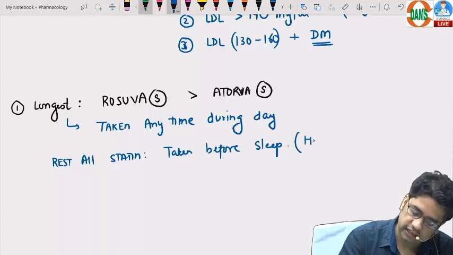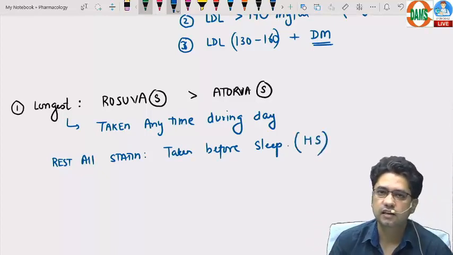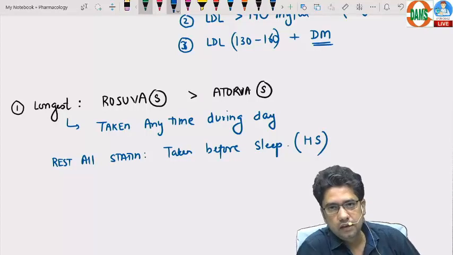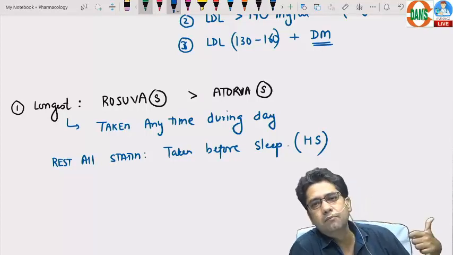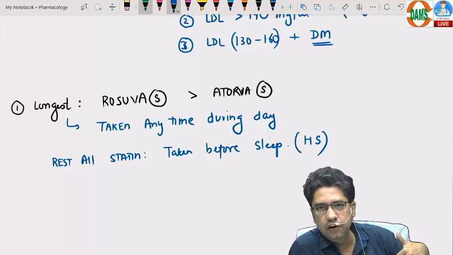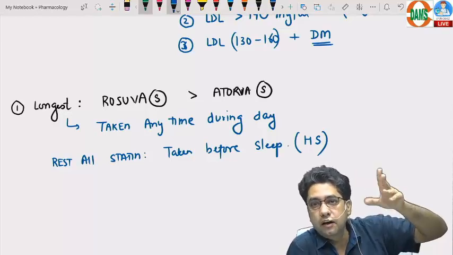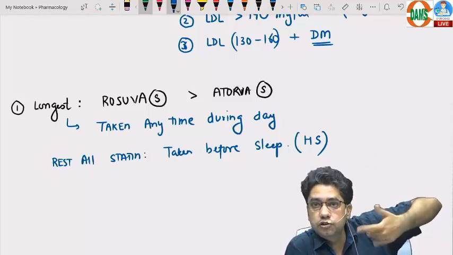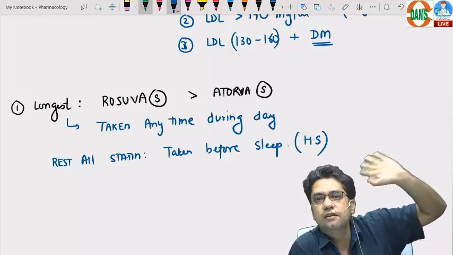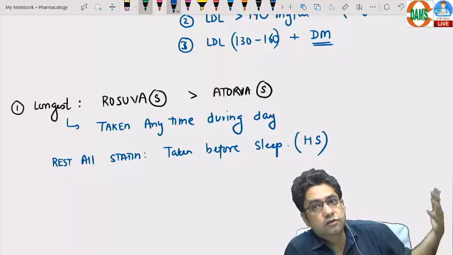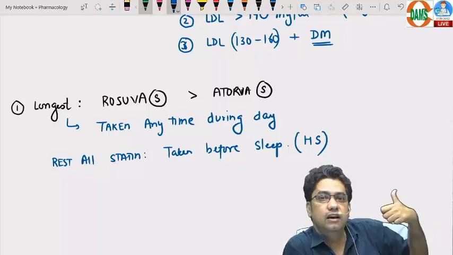इसको हम लिखते हैं HS. We write like this, HS. Take a drug before sleep. The reason is maximum cholesterol synthesis in our body takes place around 1 AM to 2 AM. रात को 12 बजे के बाद कोलेस्ट्रॉल सिंथेसिस हमारी बॉडी में ज्यादा होती है. So give statin when the cholesterol synthesis is maximum. They will have maximum effect.